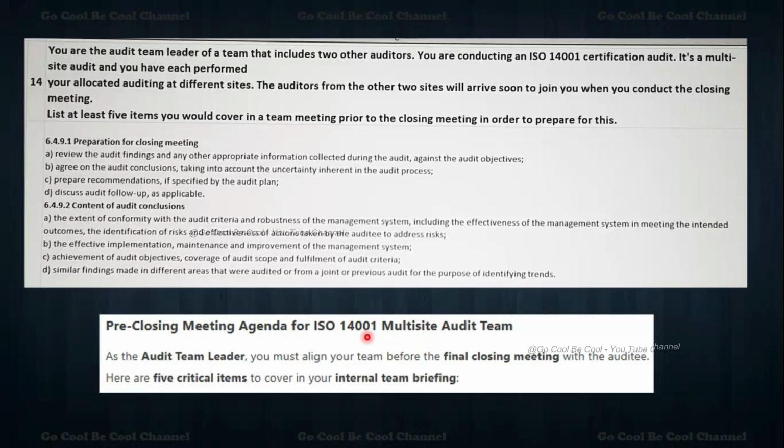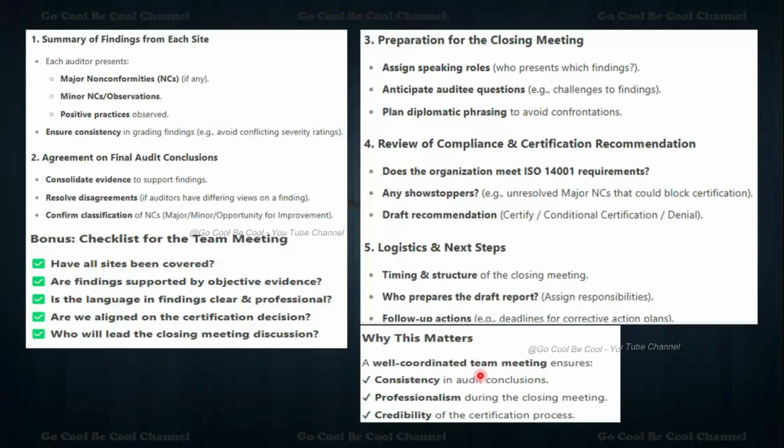Now moving to the next area: the five critical items to cover in your internal team briefing. What is to be done for this example? So how can we write this question? With a summary of the findings from each site. Each auditor presents major non-conformities (NC), minor NC, observations, and positive practices observed. Ensure consistency in grading findings. Example: avoid conflicting severity ratings. Agreement on final audit conclusions. Consolidate evidence to support findings. Resolve disagreements.